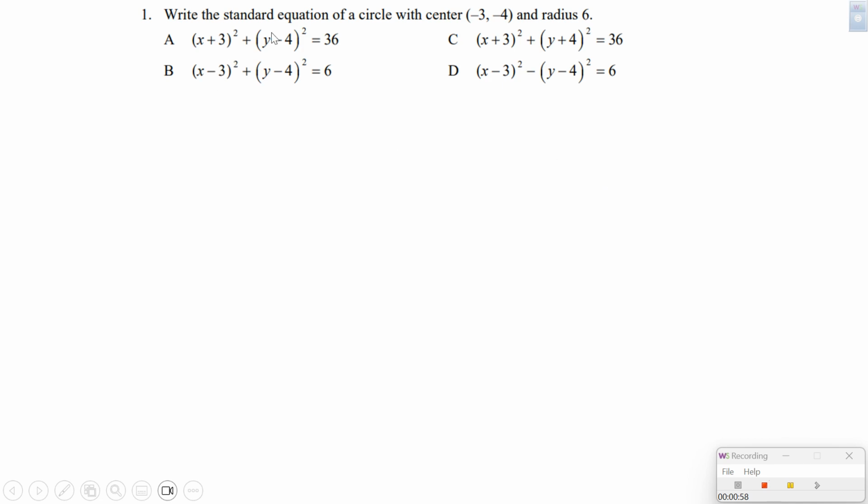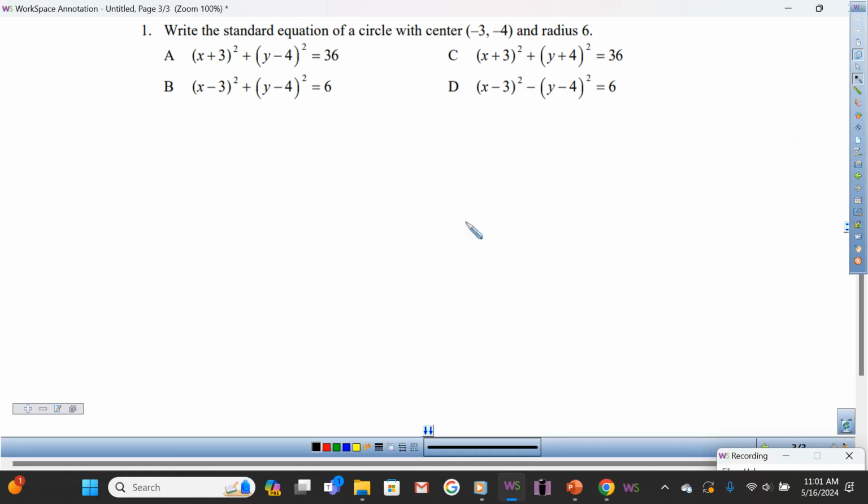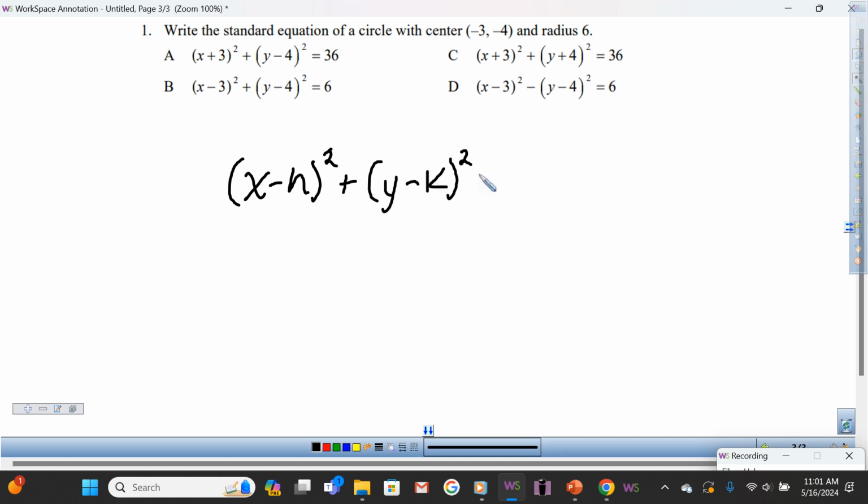Number one, write the standard equation of a circle with center (-3, -4) and radius 6. So for number one, refresher. Remind your neighbor, what was the standard form equation of a circle? See if they remember. All right, very good. Good communication. It's (x - h)² + (y - k)² = r².